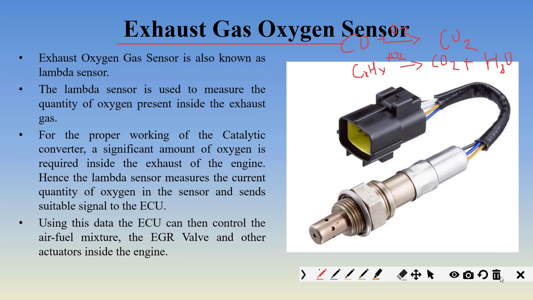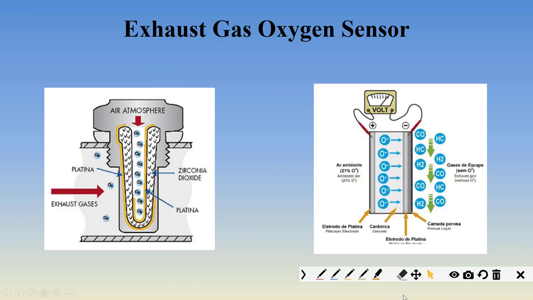That is why the exhaust oxygen gas sensor is used. Basically, an exhaust oxygen gas sensor is used to ensure that there is a sufficient amount of oxygen inside the exhaust gas for the catalytic converter to work properly. Right? So how does an exhaust oxygen gas sensor work?